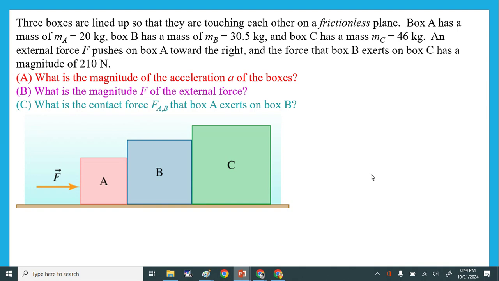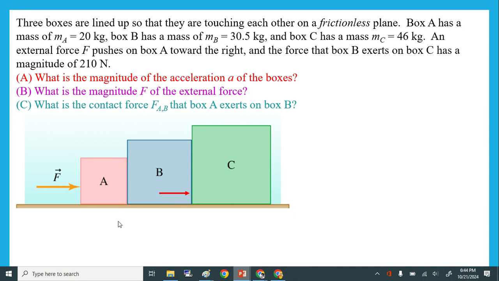All right. So if you need to pause, read it to yourself before you follow along here. I want to go and crack this out on this one slide. Okay. To find part A, it's pretty easy to do, since it gives us the information here that the force that box B exerts on box C is 210.